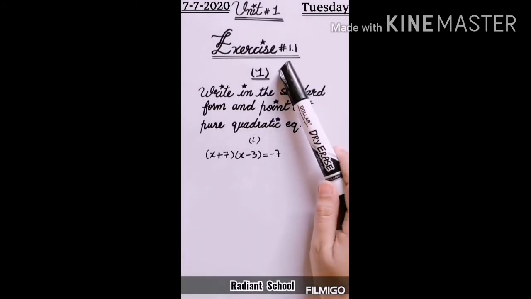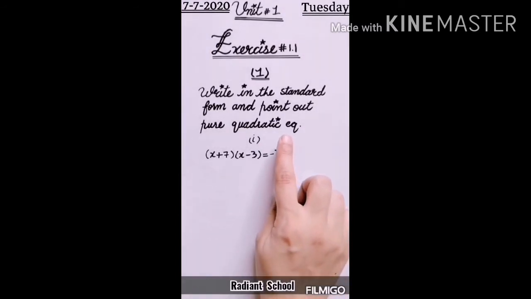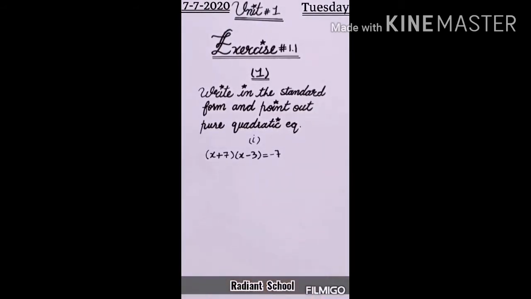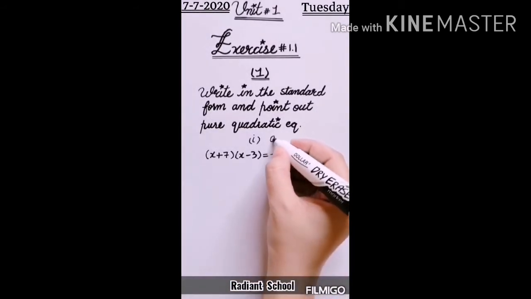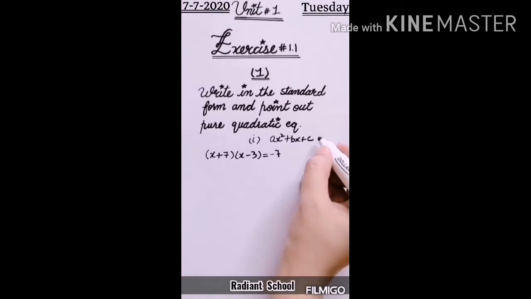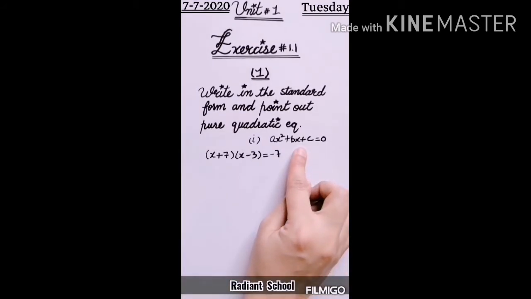Question number 1 is: write in the standard form and point out the pure quadratic equation. It means that you have to write the given equations in the standard form. And what is our standard form? Ax square plus bx plus c is equal to 0 is said to be the standard form. You have to write your given expression in the form of ax square plus bx plus c is equal to 0, and you have to tell that if there is no x term present, then it is a pure quadratic form or not.